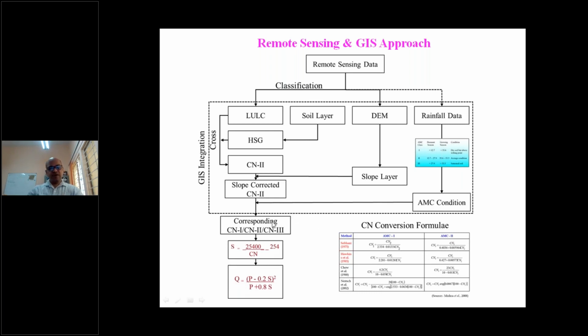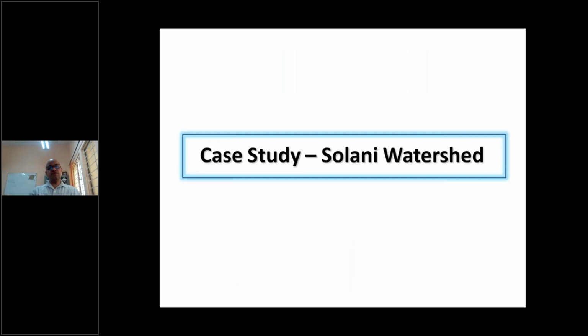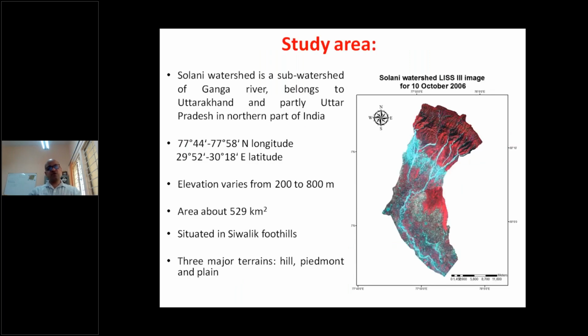So I will show you a very small case study wherein it will be clear to you how remote sensing or geospatial technology helps us in doing this. So this case study belongs to a Solani watershed, which is in the Ganga basin. The Solani river is a tributary, small tributary of Ganga river.